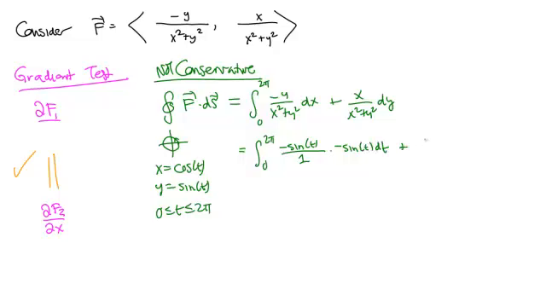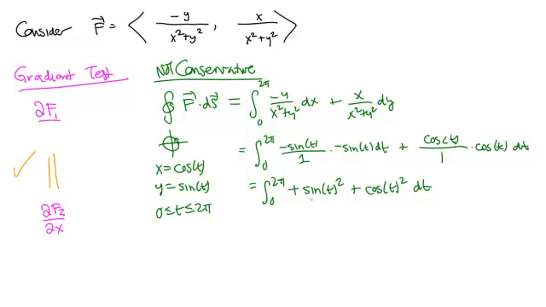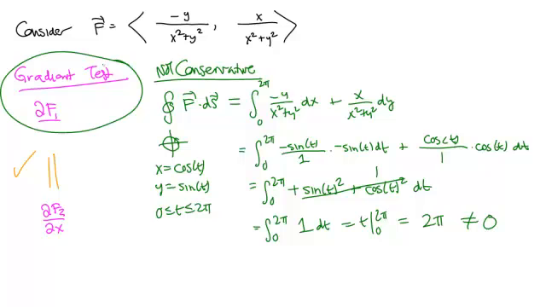plus x, which is cosine of t, over x squared plus y squared, cosine squared plus sine squared is 1, times the derivative of y, which would be cosine of t, dt. So if we clean this up, we have the integral from 0 to 2 pi of negative negative sine of t squared plus cosine of t squared dt. Well, this expression is just 1 again. So we're integrating from 0 to 2 pi, 1 dt. That gets me t evaluated from 0 to 2 pi, or 2 pi, which is not 0. So this example shows that it's possible to satisfy the gradient test, but to not be conservative.